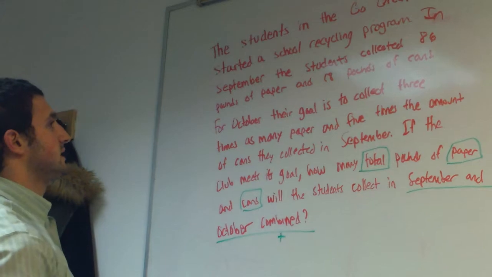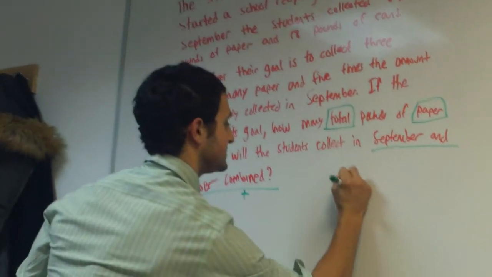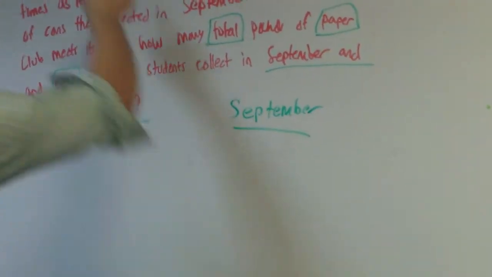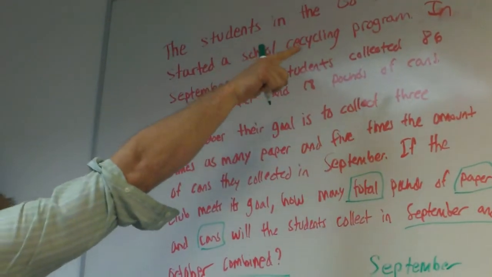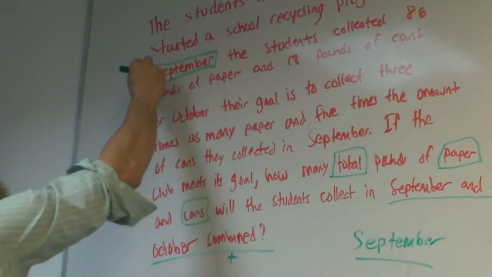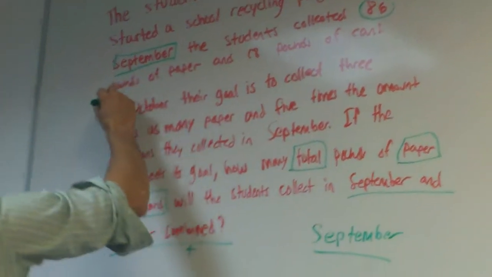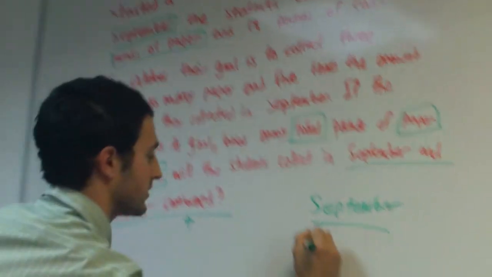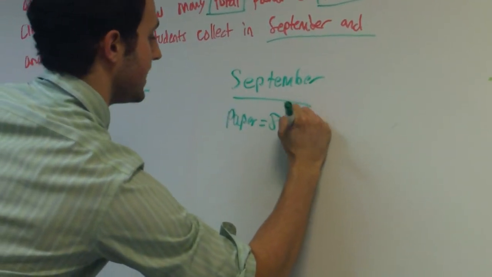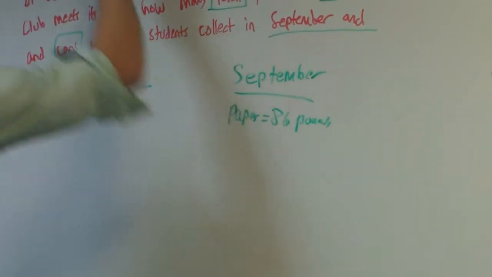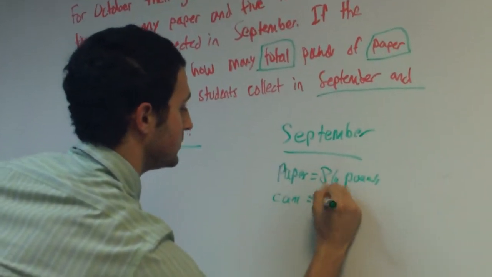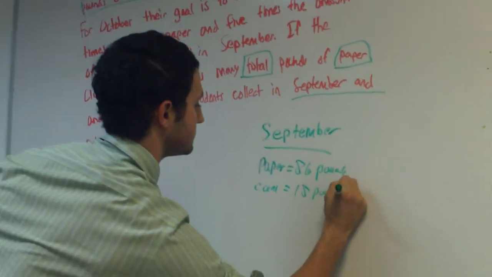So first, I'm going to label how much we have in September. If I go back to the problem, it says the students in the Go Green Club started a school recycling program. In September, the students collected 86 pounds of paper. So I'm going to write paper equals 86 pounds. And 18 pounds of cans. So I'm going to write cans equals 18 pounds.